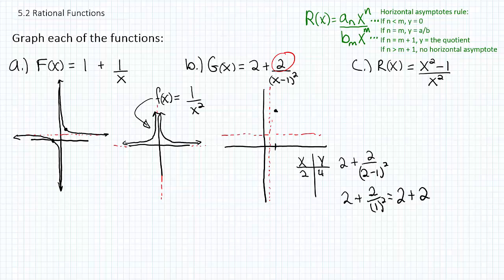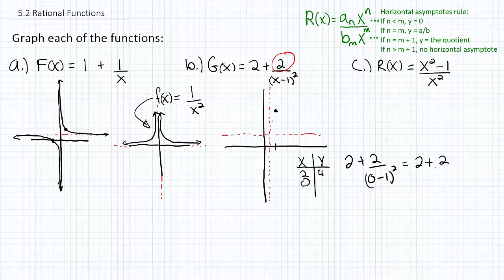What happens when x equals 0? Well, when x equals 0, we'll end up with 2 plus 2 over 0 minus 1 squared, which is going to give you 2 plus 2 over negative 1 squared, which is the same again as 4 because it'll be 2 plus 2 over 1. So in other words, 4 is the answer again. So at 0, you have the point 4.